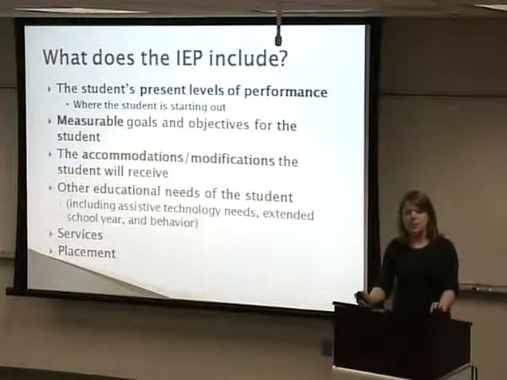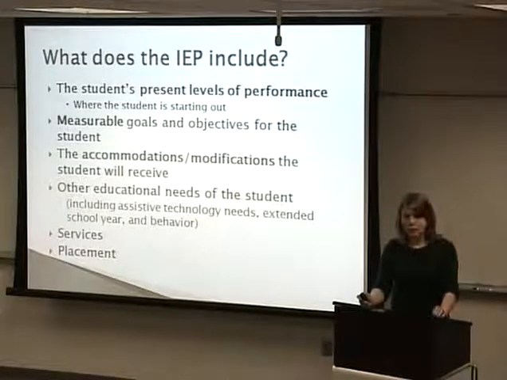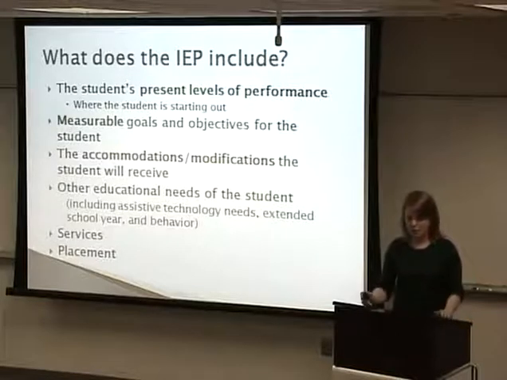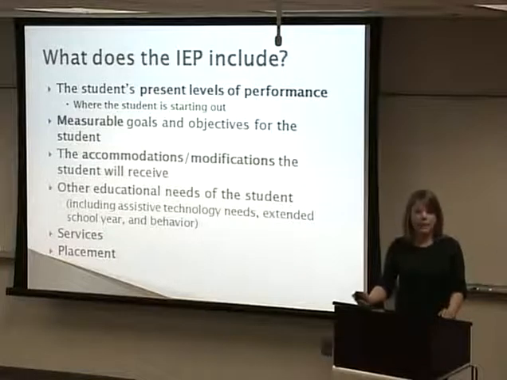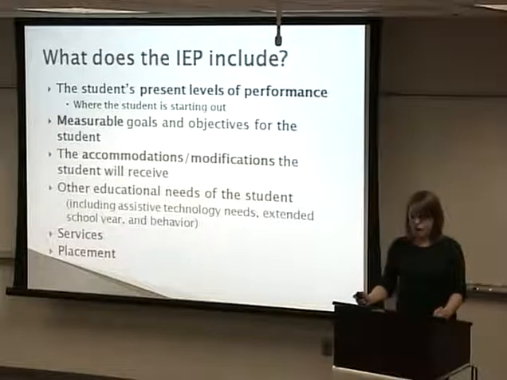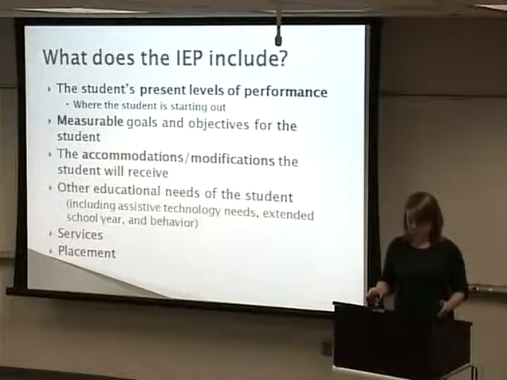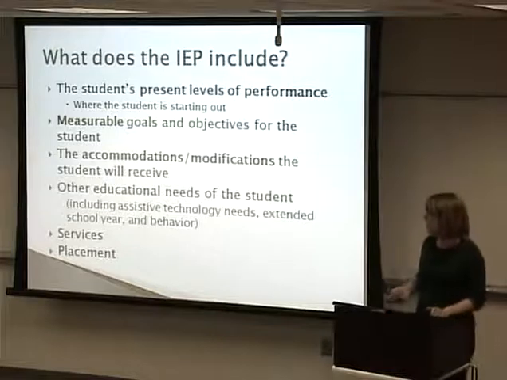The IEP includes lots of specific elements that will help create the plan for the student's education. The student's present level of performance must be included in the plan. That's the starting off point for the student. The plan also has to include measurable goals and objectives. It's important that these can actually be measured and that the student can follow a track to meet their goals for the year. The plan also includes accommodations and modifications that the student will receive in the classroom. And it will also include other educational needs of the student. That includes any assistive technology needs that the student might have. Also notices about extending the school year for the student and any behavior needs that the student has. The plan can also include specifics about services and also the placement, where in the classroom the student will be, where in the school.